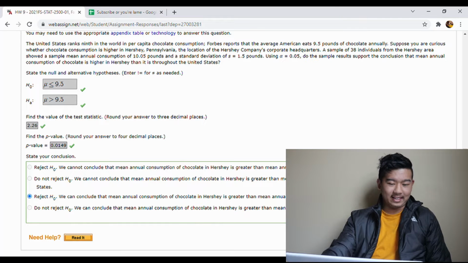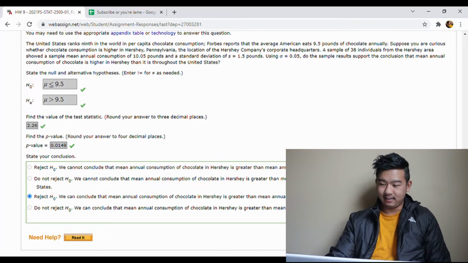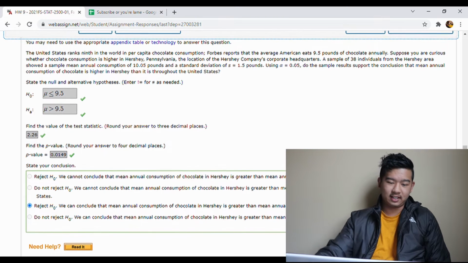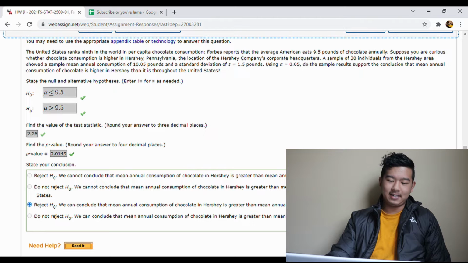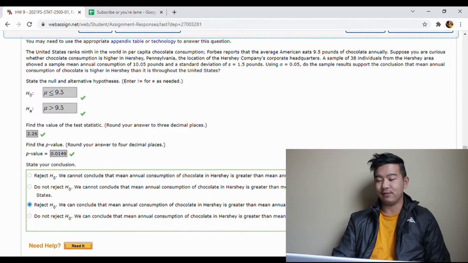The United States ranks 9th in the world in per capita chocolate consumption. Forbes reports that the average American eats 9.5 pounds of chocolate annually. Suppose you are curious whether the chocolate consumption is higher in Hershey, Pennsylvania, the location of the Hershey company's corporate headquarters. A sample of 38 individuals from the Hershey area showed a sample mean annual consumption of 10.05 pounds and a standard deviation of 1.5 pounds. Using alpha of 0.05, do the sample results support the conclusion that the mean annual consumption of chocolate is higher in Hershey than it is throughout the United States?